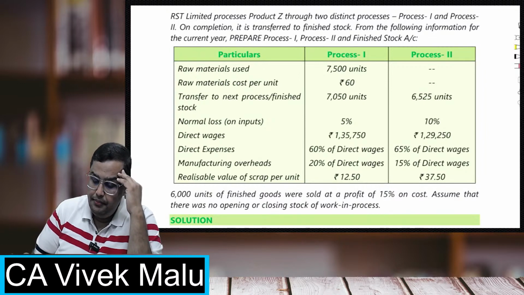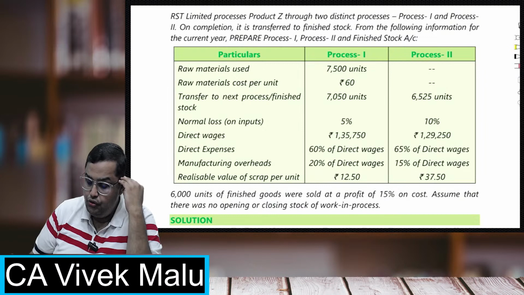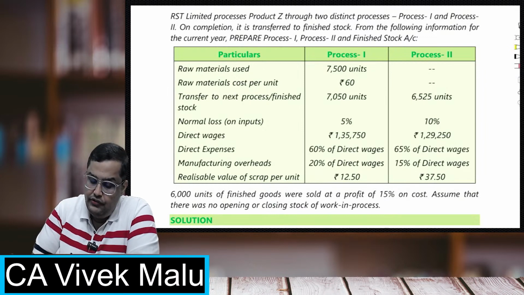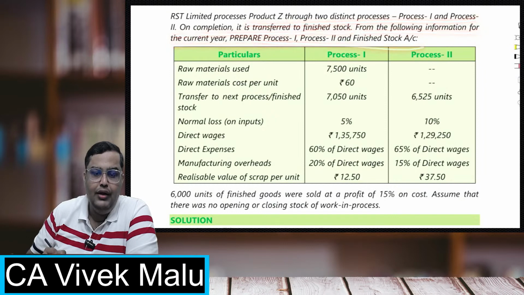RST Limited processes product Z through two distinct processes, process 1 and process 2. On completion, it is transferred to finished stock. From the following information of the current year, prepare process 1, process 2 and the finished stock account. So you have to prepare the process 1 account, the process 2 account and the finished stock account.